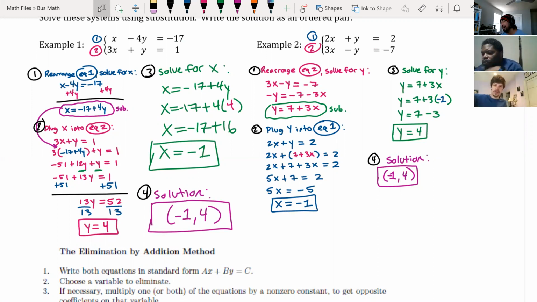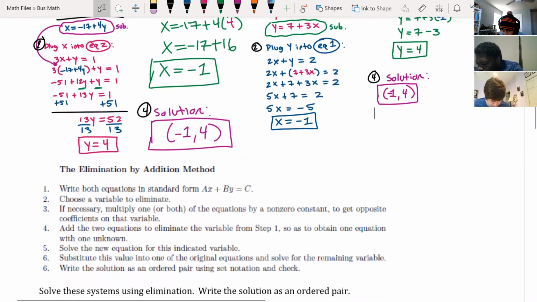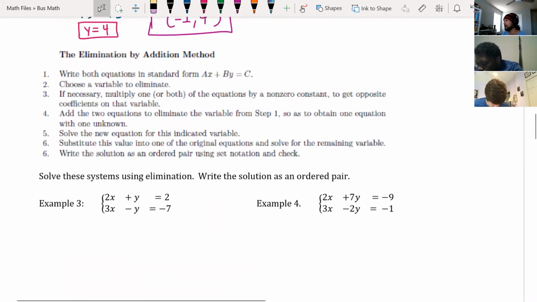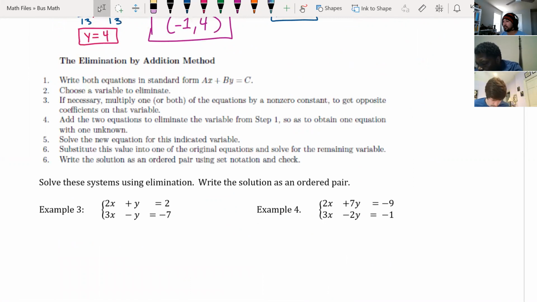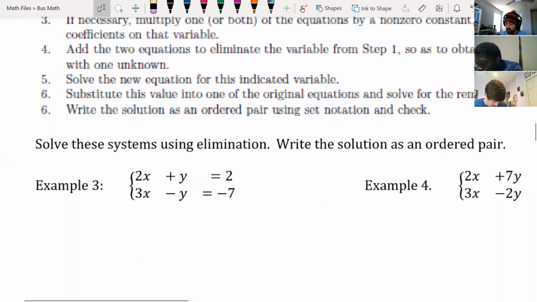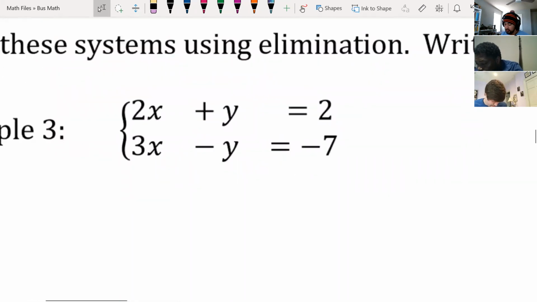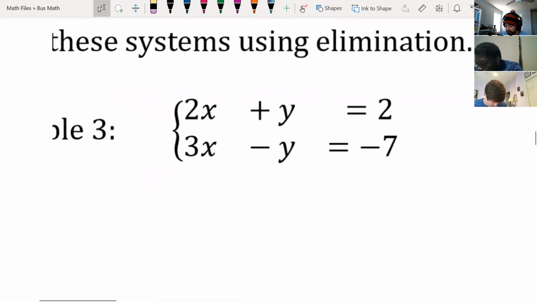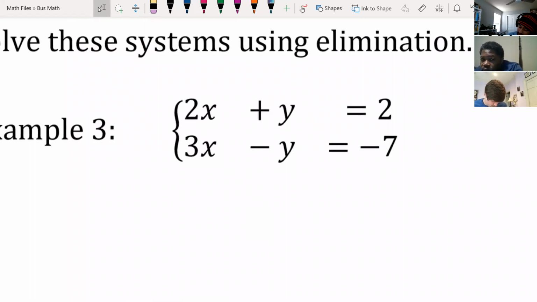is going to be a lot faster than substitution. So again, a bunch of steps we could go over, but I'm just going to walk through it with you. So here we are in example 3. We are going to use elimination method. Okay. And once again, I'll label them equation 1 and equation 2.